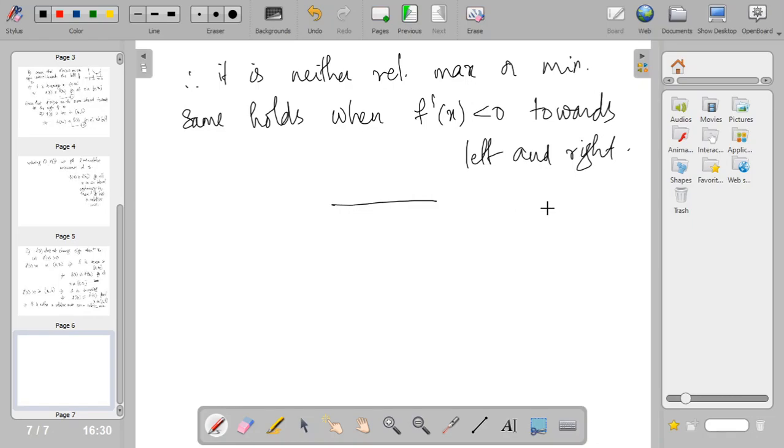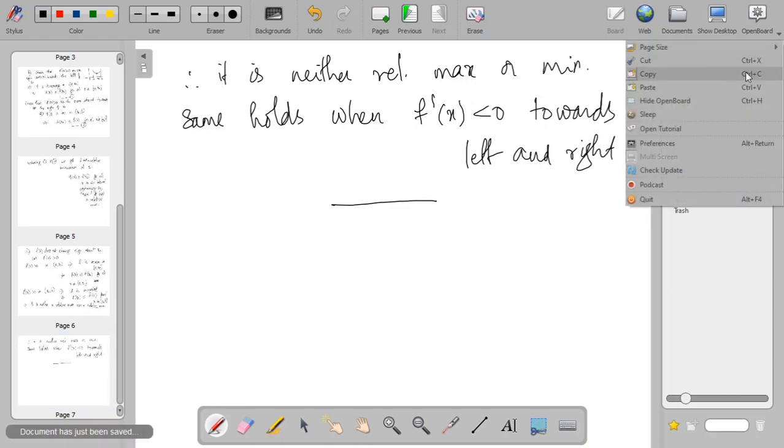The first derivative test concludes that a critical point becomes a relative maximum or minimum only when f dash changes sign. So when f dash changes from positive to negative, you will have a relative maximum, and when f dash changes from negative to positive, you will have a relative minimum. And if f dash is not changing its sign, such a critical point cannot be a local maximum or local minimum. So that is the first derivative test.